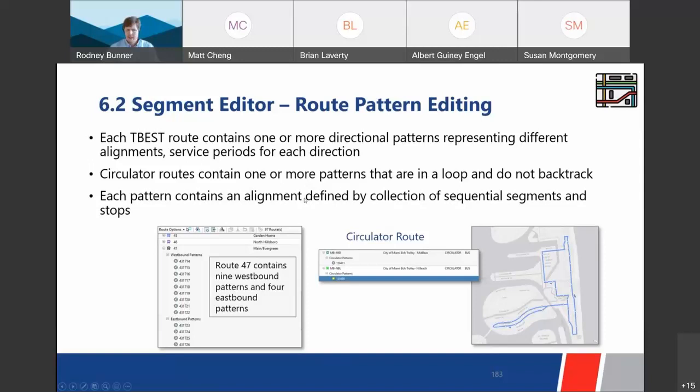Each pattern contains an alignment defined by a collection of sequential segments and stops. So what that means is that TBEST knows, as I mentioned earlier, that it's a network. It's not just a shapefile or something you would display randomly. The segments need to be connected to each other at endpoints, because you can't have a segment sit out in space that isn't connected to the overall alignment. So what TBEST does is it manages all of that for you.